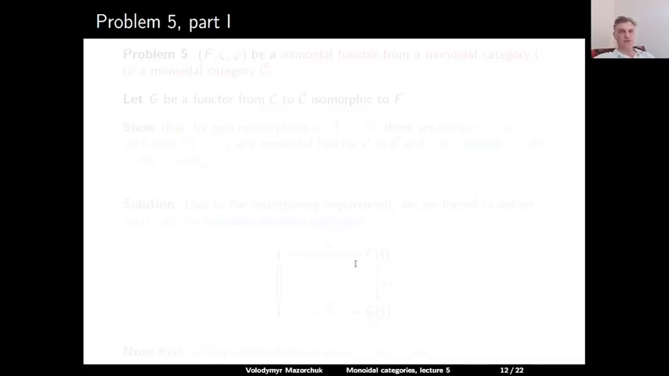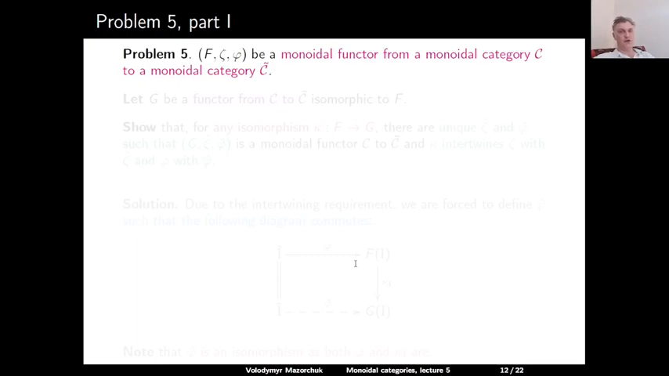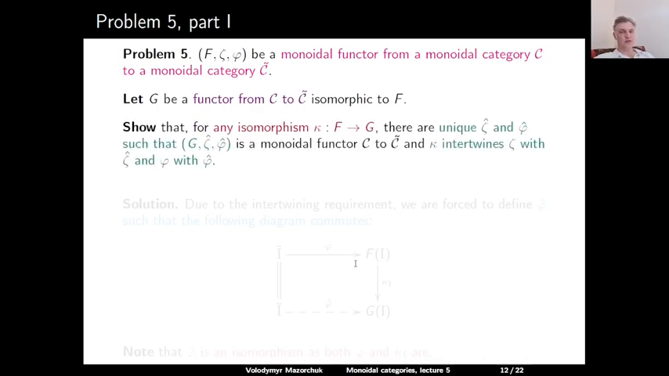Problem 5. Let f be a monoidal functor from a monoidal category C to a monoidal category C tilde, with a corresponding monoidal structure given by zeta and phi. Let G be a functor from C to C tilde isomorphic to f. Show that for any isomorphism kappa from f to G, there are unique zeta hat and phi hat such that G together with zeta hat and phi hat is a monoidal functor from C to C tilde, and such that kappa intertwines zeta with zeta hat and phi with phi hat.